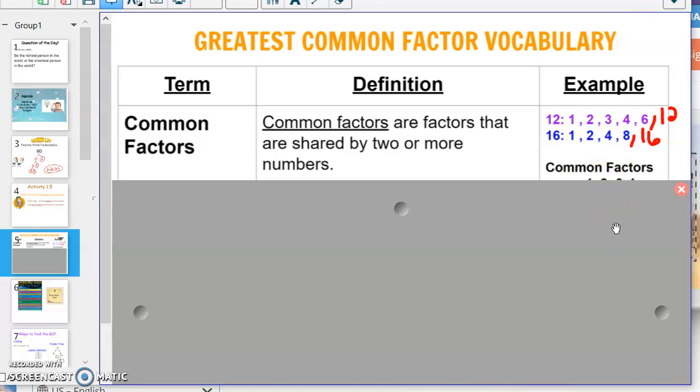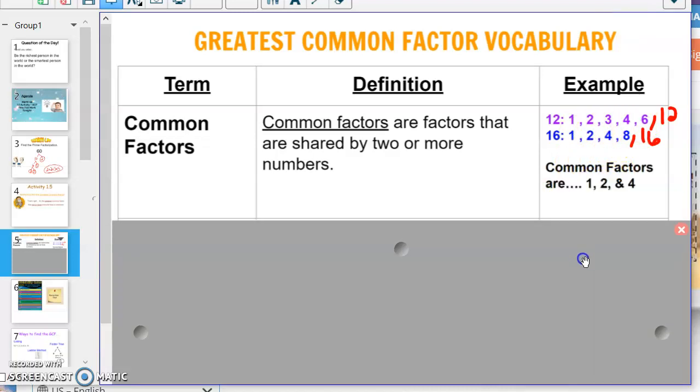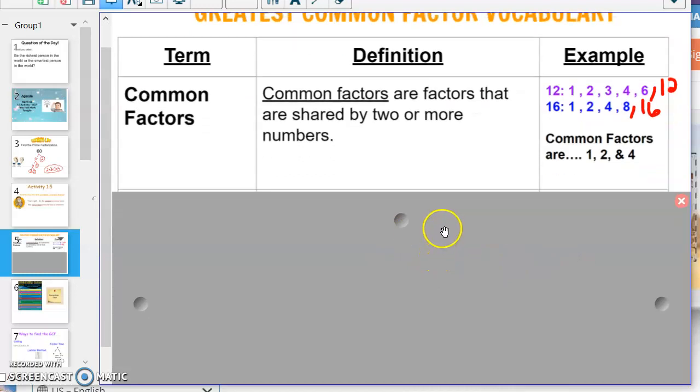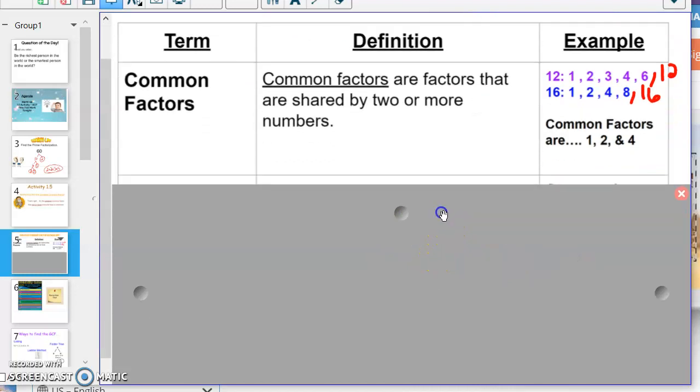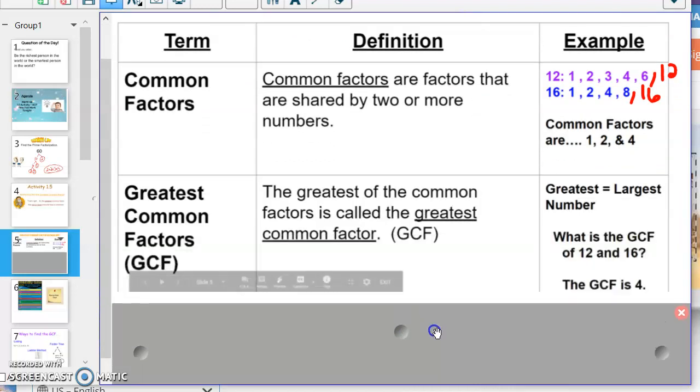Well, which ones do they have in common? Well, you can see they have a 1 in common, they have a 2 in common, and they have a 4 in common. So those would be their common factors. Well, what is the greatest one that they have in common? Well, that of course would be 4 because that's the greatest number that they have in common with both of them.